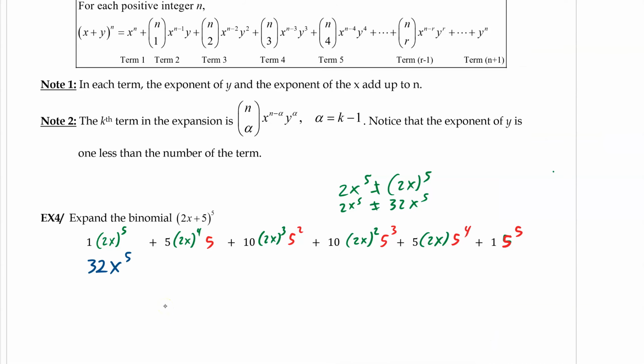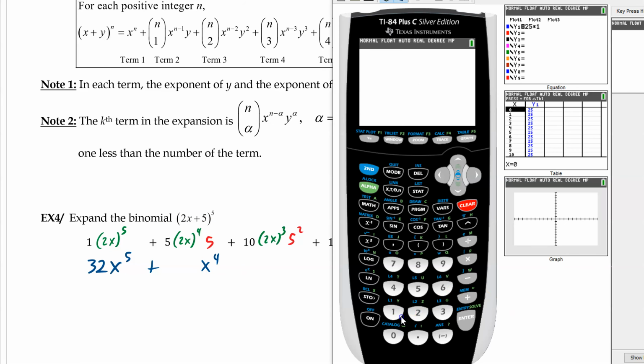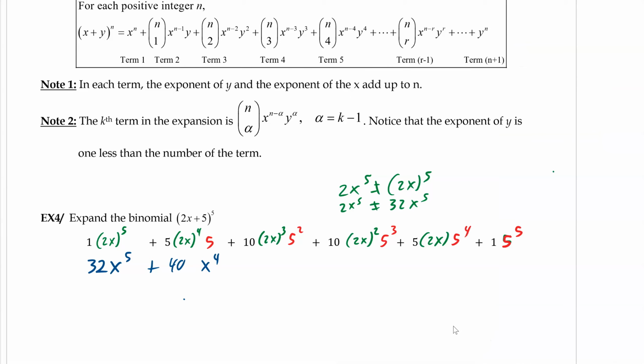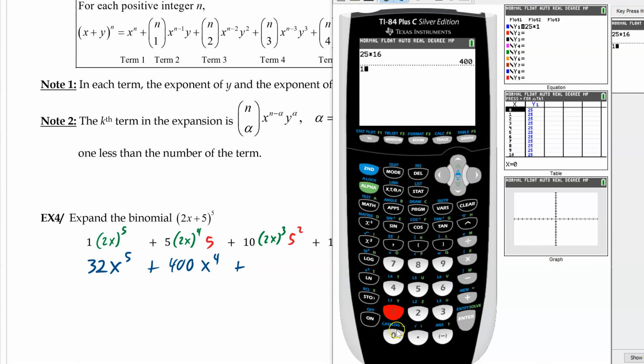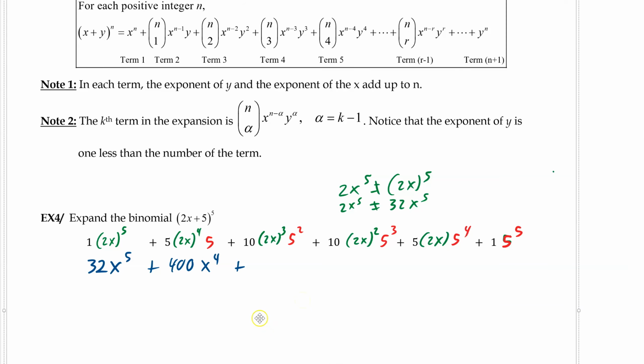X to the 5th, plus, and then we know this one's x to the 4th. And so it's going to be 25 times 16, which is 400, plus, and then that's 8 times 25 times 10. So 10 times 25 times 8. And you can see this is still tedious, but it's less tedious than doing it fully expanded.